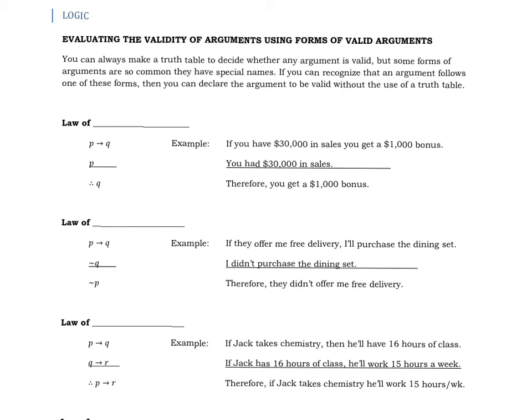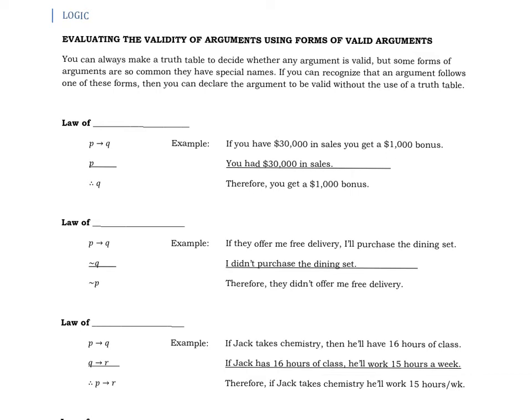Okay, in this section, there are some forms of arguments that appear so frequently that they become recognizable as valid or potentially invalid arguments. You can always make truth tables for any argument. But if you start to study logic in any depth, or even just in life, watching the news or listening to a press conference, you'll start to realize that certain things come up a lot.